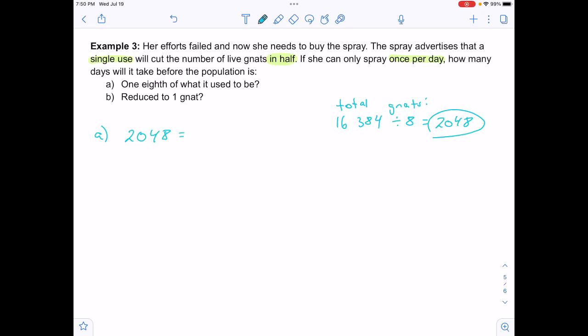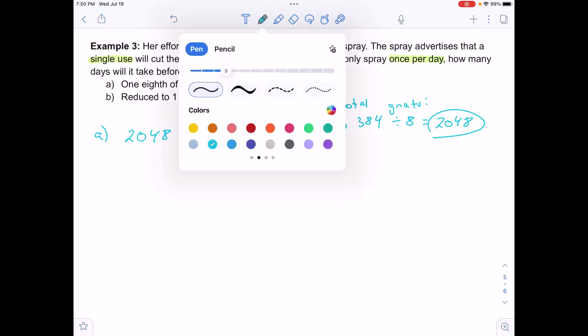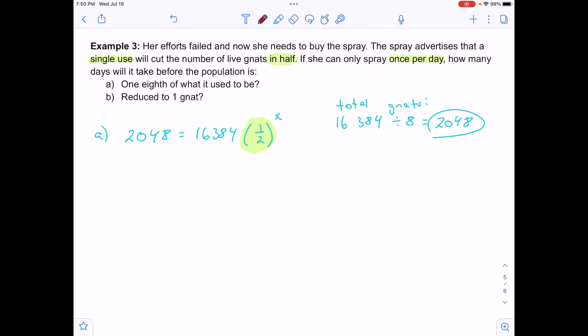I'm starting at 16,384. And we've been told the population is cut in half. And so in the brackets here, I'm going to put this base of a half. And my exponent is going to be x, because we don't know how many times it needs to be applied for this to happen.